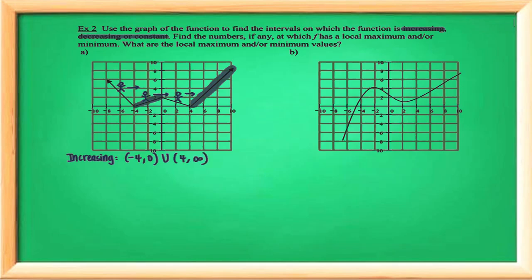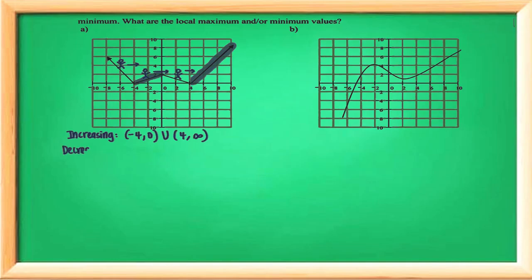Now where's the function decreasing? So when is the little person walking downhill? I'll highlight for you this piece and this piece. Make sure they make sense. They have to go from left to right. Decreasing from -infinity to -4, union 0 to 4. Beautiful. Okay, where's the function constant? Nowhere. I know, but still, write it down, so you show your instructor you thought about it, not that you're careless.